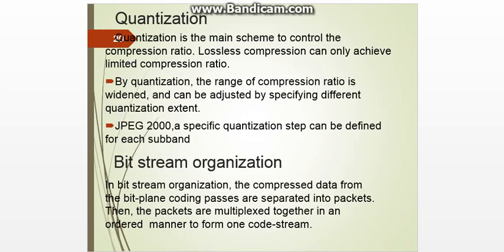The second operation of the core processing is quantization, which is the main scheme to control the compression ratio. Lossless compression can only achieve a limited compression ratio. By quantization, the range of compression ratio is widened and can be adjusted by specifying different quantization extent. In JPEG 2000, a specific quantization step can be defined for each subband.